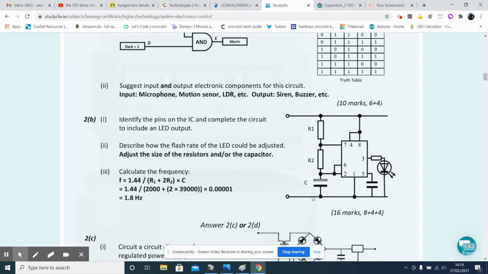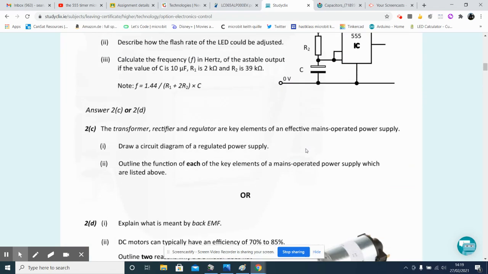So that's 2 ways to change the timing: by changing the resistance, or changing the size of the capacitor, and we can also work out the timing frequency with this formula here. It's all got to do with capacitors and the 555 timing chip.